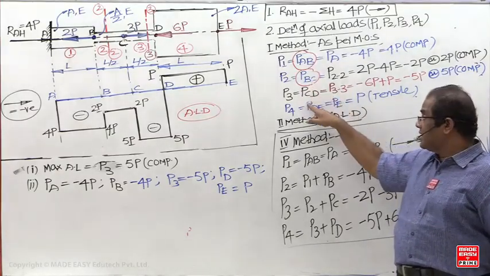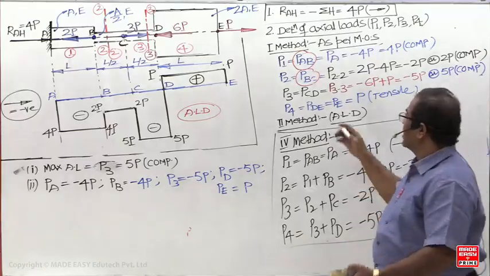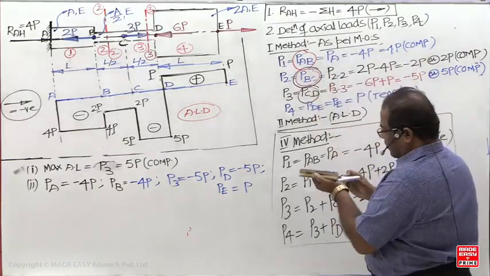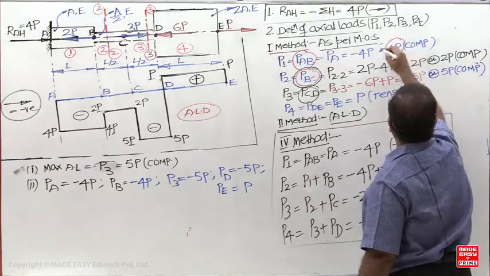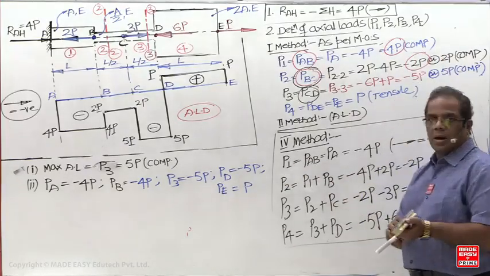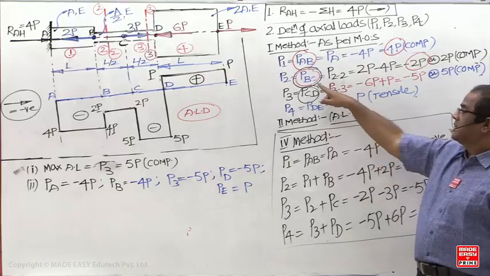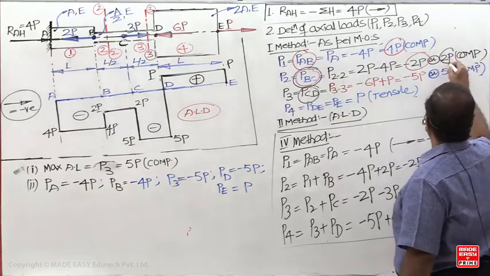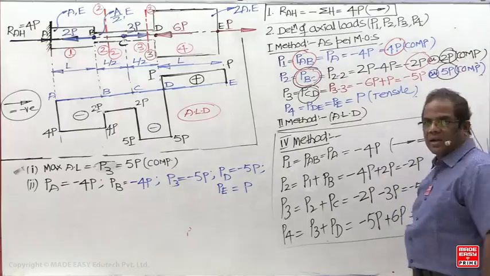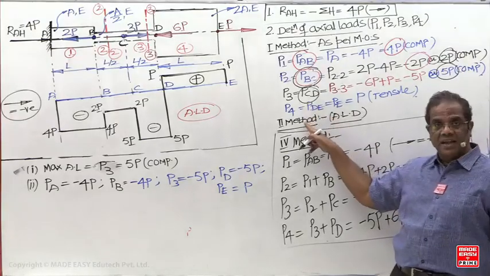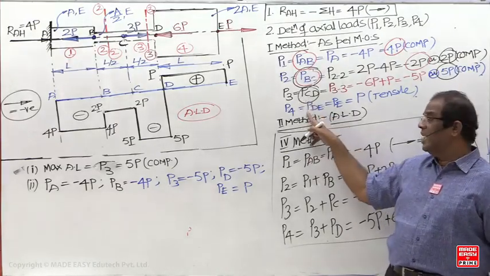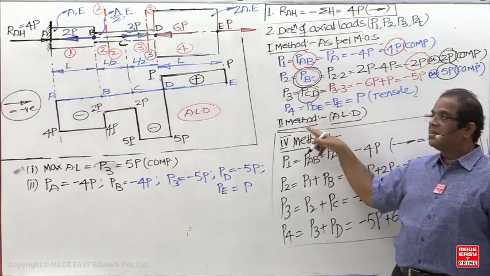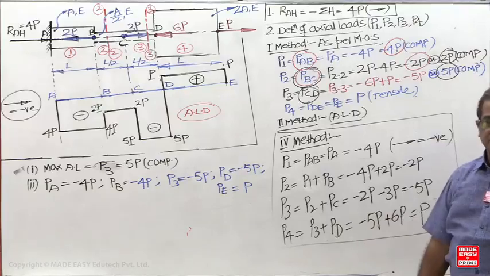Similarly, if you ask at C, C is the junction of BC and CD. What do I have to take? The larger of these two values. Same thing if you ask at D. D is coming in CD and DE. Then you have to take the larger of these values.